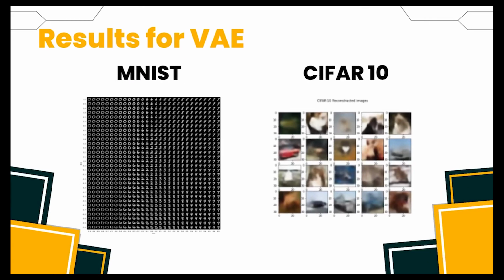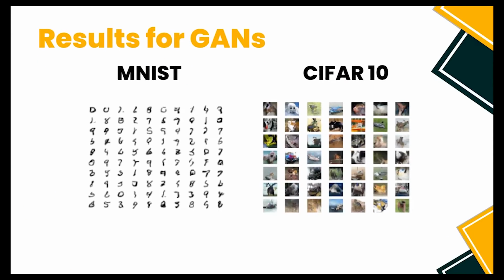Now, the images that you are seeing on the screen are generated by our two models. Each and every image that you are seeing right now is not a real image. We can see that the images generated by the variational autoencoder are somewhat blurry, while images generated by GANs are sharper.